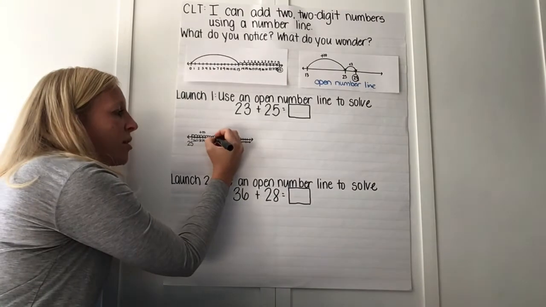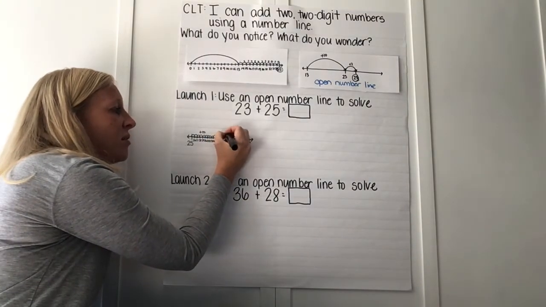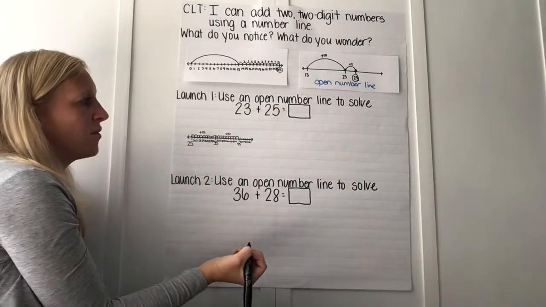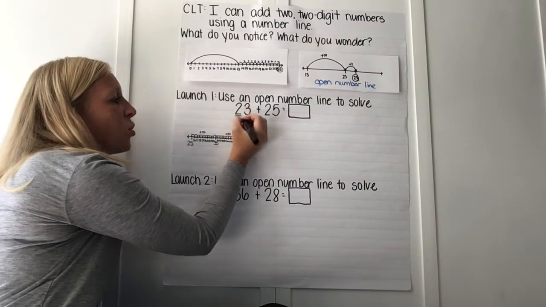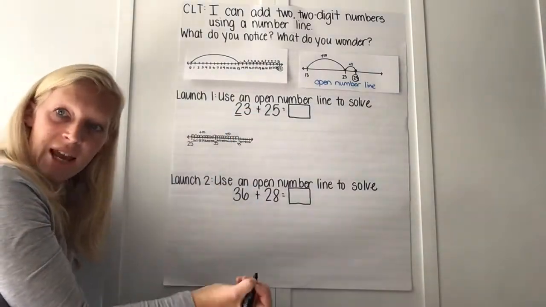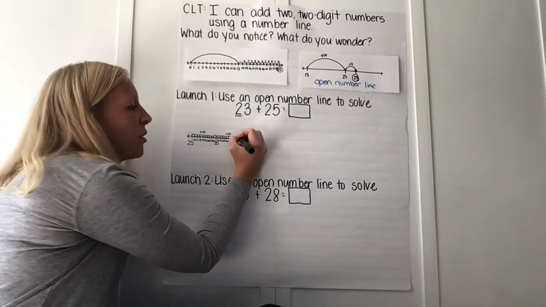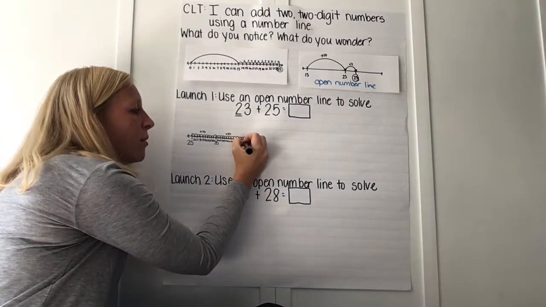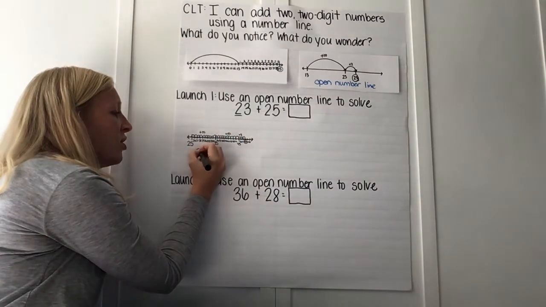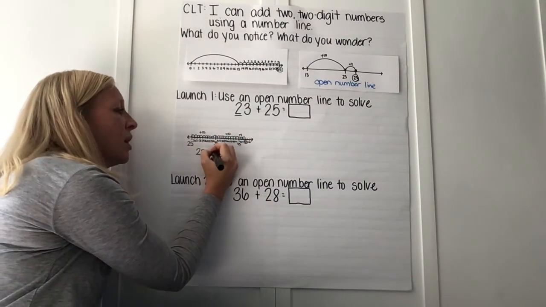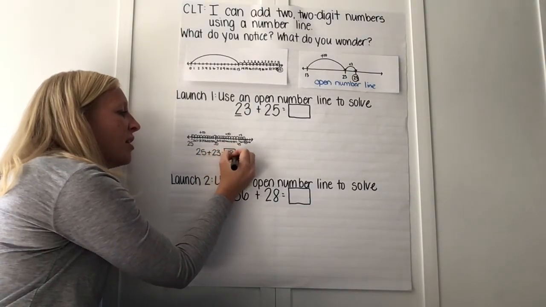Jump 10 more. 1, 2, 3, 4, 5, 6, 7, 8, 9, 10. And you land on 45. And why are you jumping 2 10s? Because in 23, there are 2 10s. That makes sense. And what are you going to do next? 3 more. 1, 2, 3. All right. And you landed on 48. So you had 25 plus 23 equals 48.